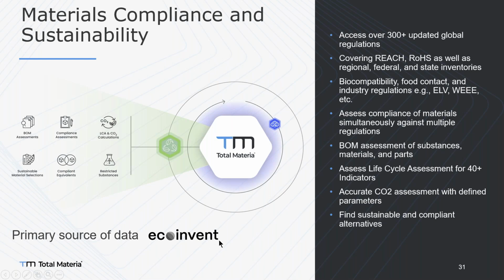We are a primary source of data, as is our partner. We are constantly searching for up-to-date information over 300 global regulations. So it's covering REACH rules as well as regional, federal, and state inventories. Biocompatibility is important, food contact and industry regulations, and end-of-life vehicle information, WEEE, etc. So a lot of different regulations are having problems nowadays. So you need a source. If you need any technical support, or you want to just check and see what Green Line is doing, you are free to test.